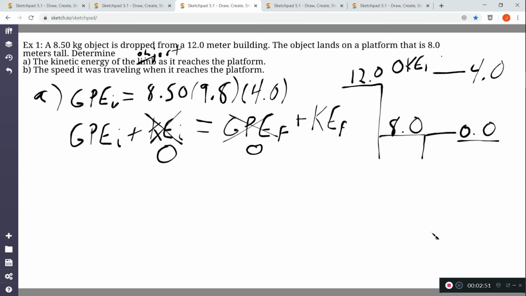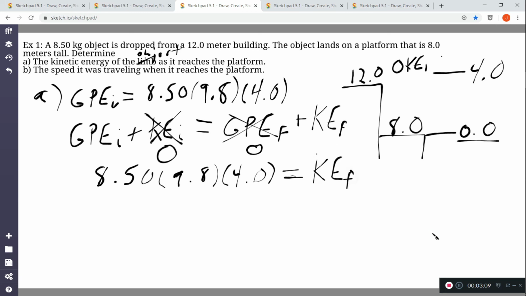So that means that 8.50 times 9.8 times 4.0, our gravitational potential energy, is going to be equal to our kinetic energy. Actually, it's just asking what the kinetic energy is, so we just need to do that calculation. And we get, to 2 sig figs here, 330 joules of kinetic energy.